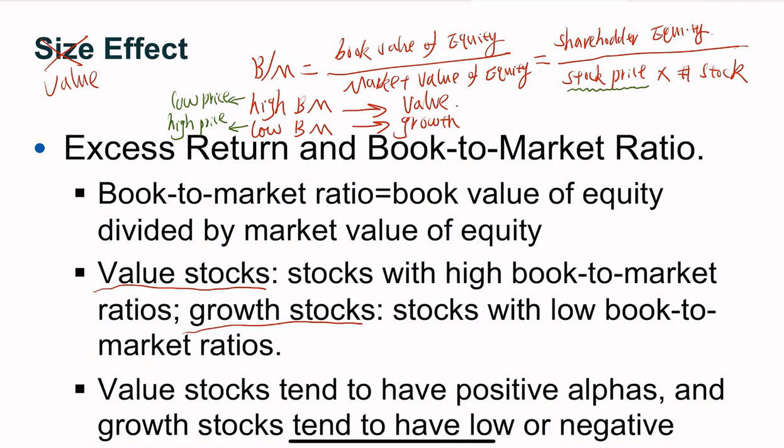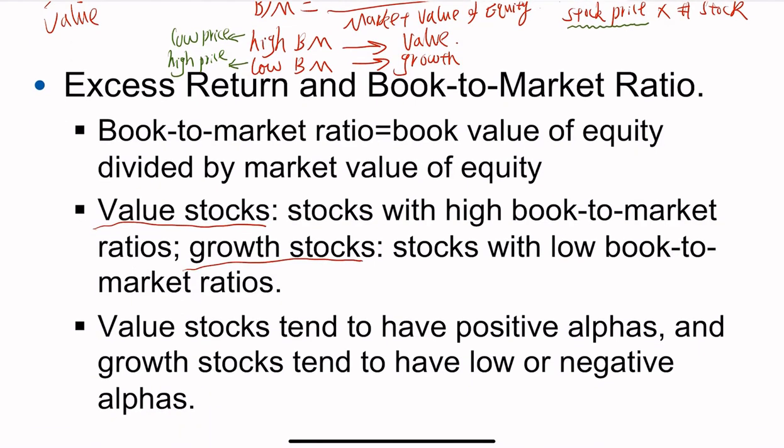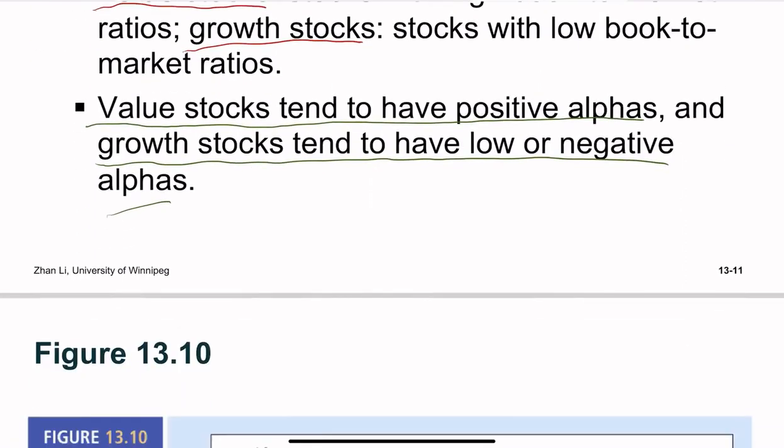Now, if a stock has high BM, then it has low price. So you would think, okay, this stock is cheap, so I could call it a value stock, right? Okay. Now, what's our finding here? Our finding here is value stocks have positive alphas, and growth stocks have lower or even negative alphas.